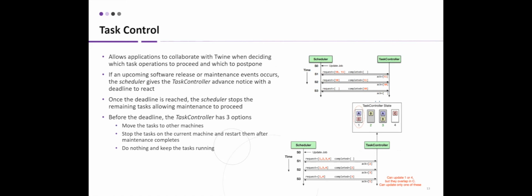it decides which task operations to proceed and which to postpone, essentially. If an upcoming software release is happening or a maintenance event occurs, then it needs to tell these machines, it needs to tell the jobs to stop or essentially shut them down. And once this deadline is reached, the scheduler stops these remaining tasks and then allows the maintenance to proceed. Before that deadline, the task controller has three options, essentially. Move the task to other machines, stop the task on the current machine and restart them after the maintenance completes, or it just does nothing.